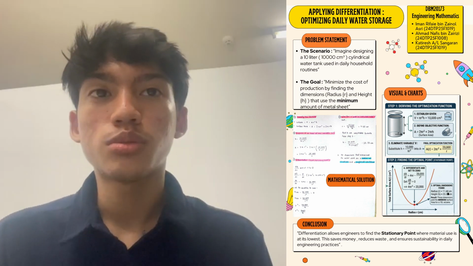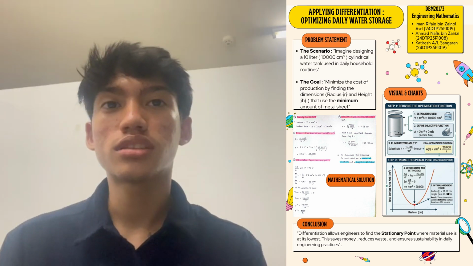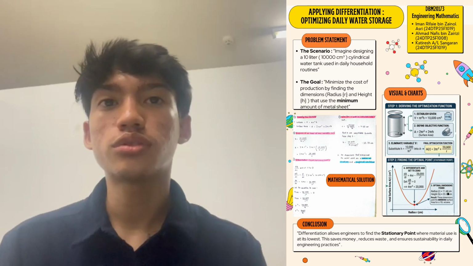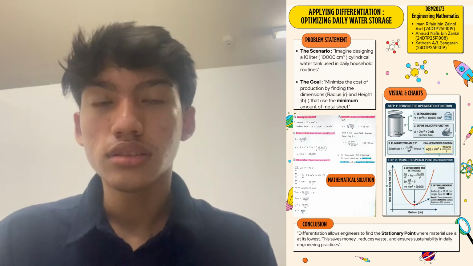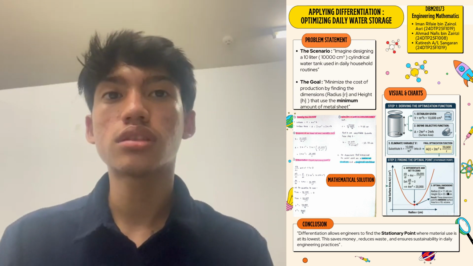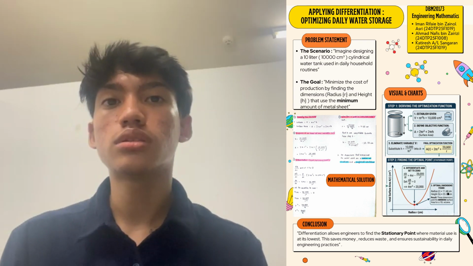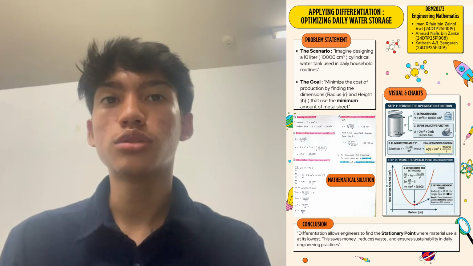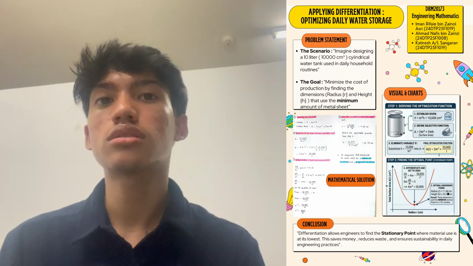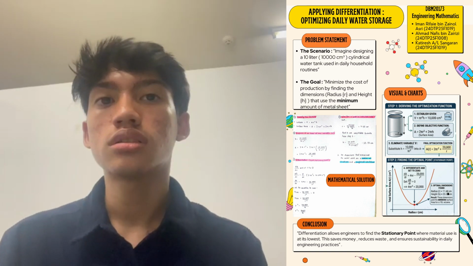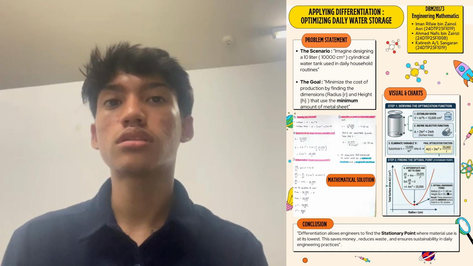To solve this problem, we represent our water tank as a cylinder. We have two main geometric variables, the radius and the height. Our fixed constraint is the volume, V equals 10,000 cm³. The formula for volume is V equals pi r squared h, equals 10,000.